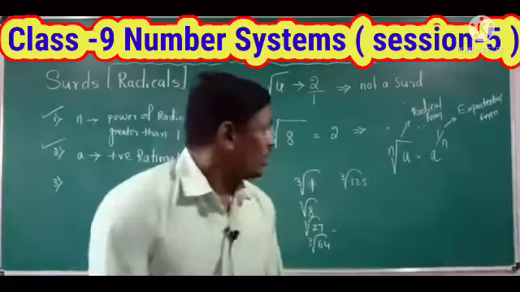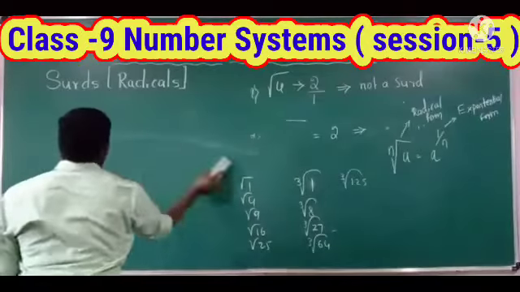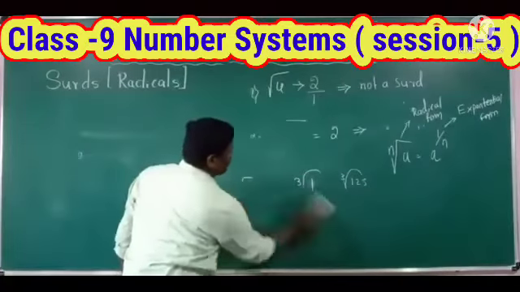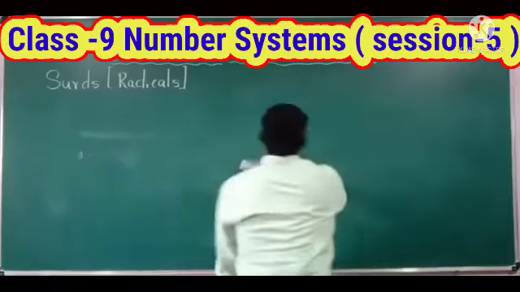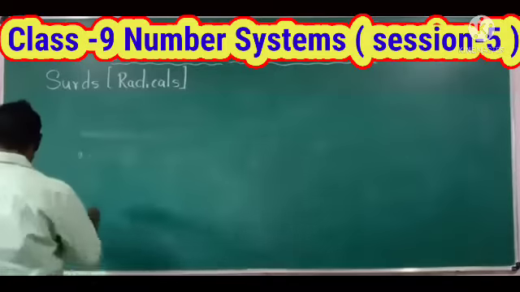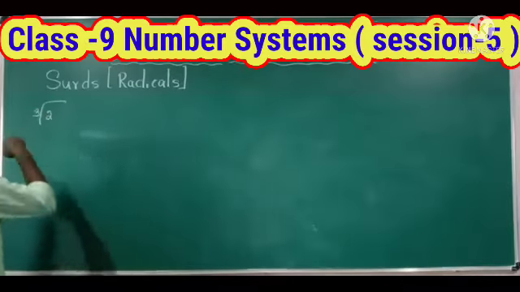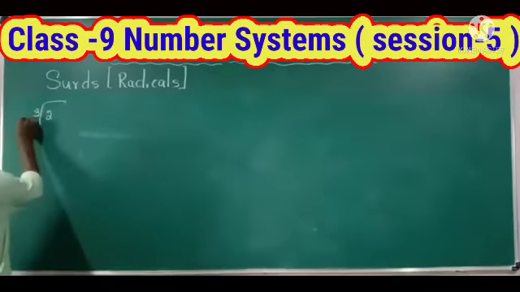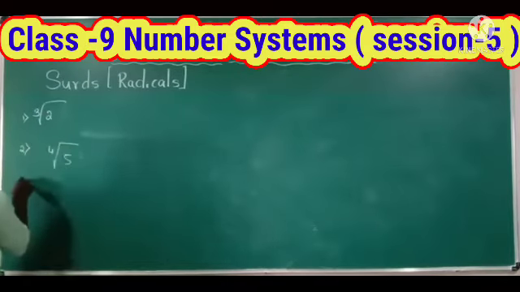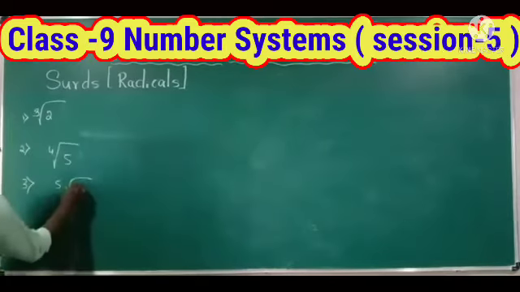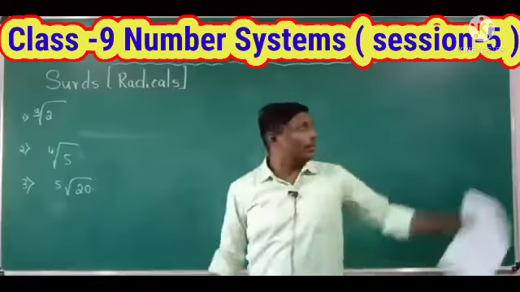So I will give some examples in the radical form. You need to write those examples in the exponential form. You need to express the following in exponential form. Okay, first one, cube root of 2. Second one, fourth root of 5. Third one, fifth root of 20. So express these given numbers in the exponential form.